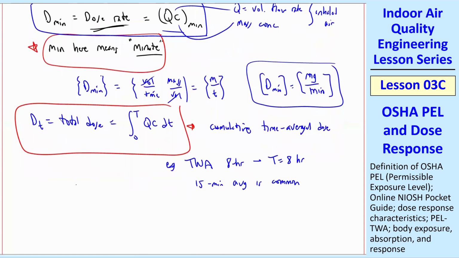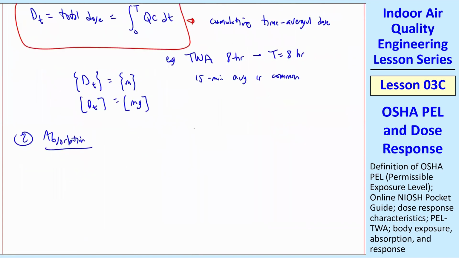Just to be consistent here, let's look at the dimensions of D T. Total dose is just mass, because when you integrate mass per time over time, you just get back mass. And the units of this total dose are typically milligrams or micrograms. So that's the same as dose. So that's exposure. Let's talk about absorption.